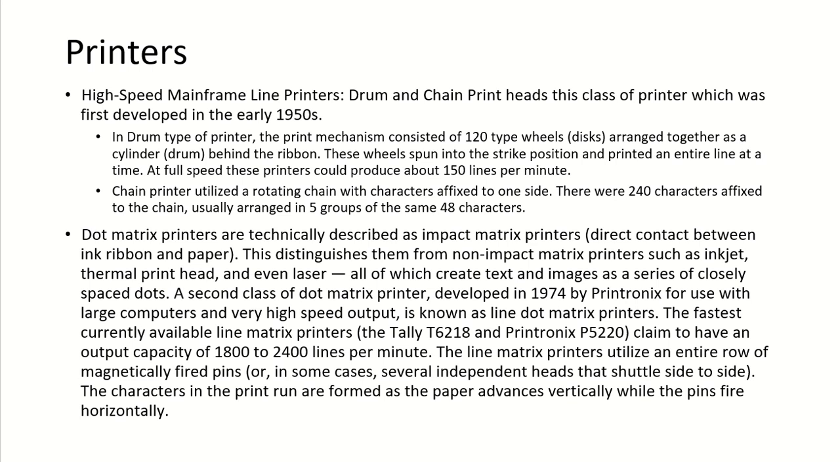The fastest ones are Tally T6218 and Printronix P5220, and their capacity is 1800 to 2400 lines per minute. The line matrix printer contains magnetically fired pins. The paper will move vertically and the firing pins would move horizontally.